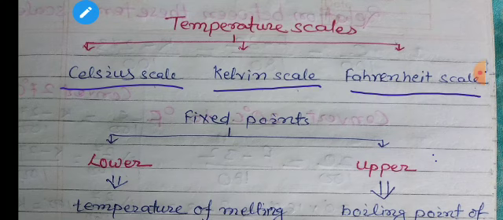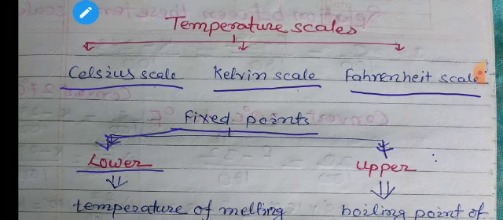So, first of all, we will discuss, students, a thermometer has two standard markings on its glass tube, and these are called fixed points. These are two, that is, one is the lower fixed point, the second is the upper fixed point. Students, the lower fixed point of a thermometer scale is the temperature of melting ice, and the upper fixed point is the temperature at which pure water boils at sea level. You can see here.